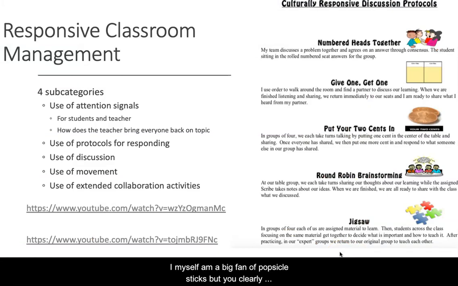I myself am a big fan of popsicle sticks, particularly for classes where you're not getting robust participation, because now everyone knows that they have to participate.